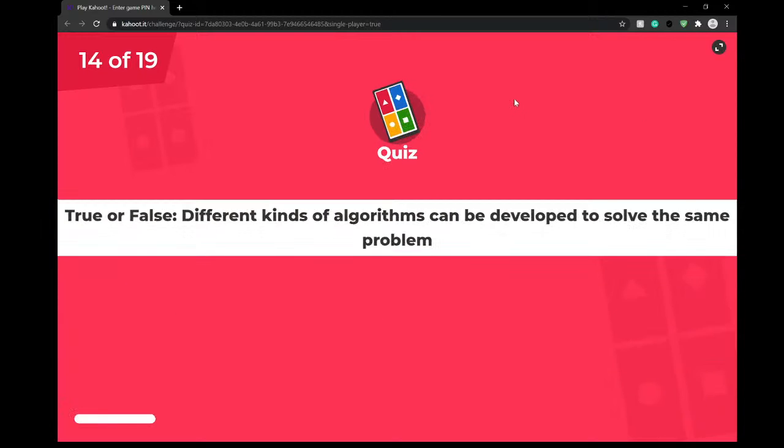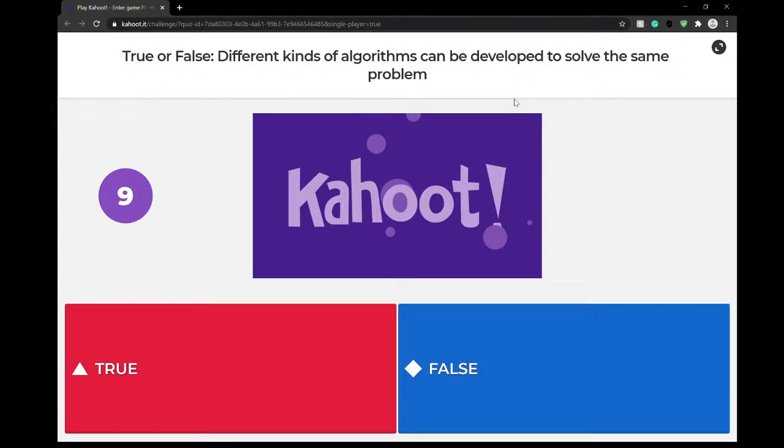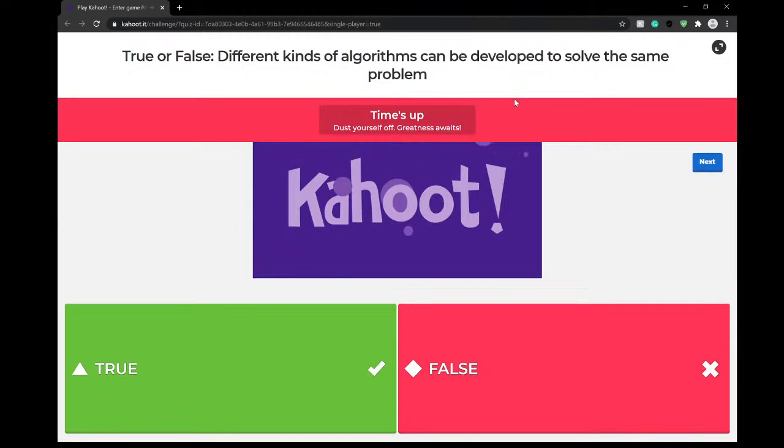We're almost finished, guys. So, true or false? Different kinds of algorithms can be developed to solve the same problem. Think about this really hard. It's a very, very difficult question. So the answer is true. Different algorithms can be developed, so it's definitely not just one type of algorithm. Definitely there are multiple that you can use to solve a problem.